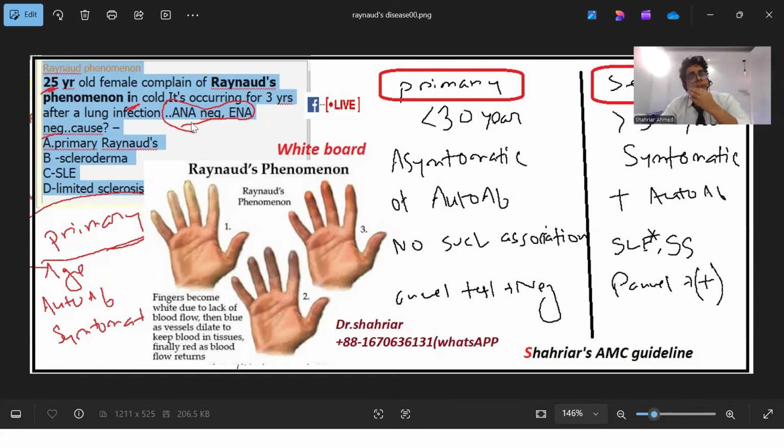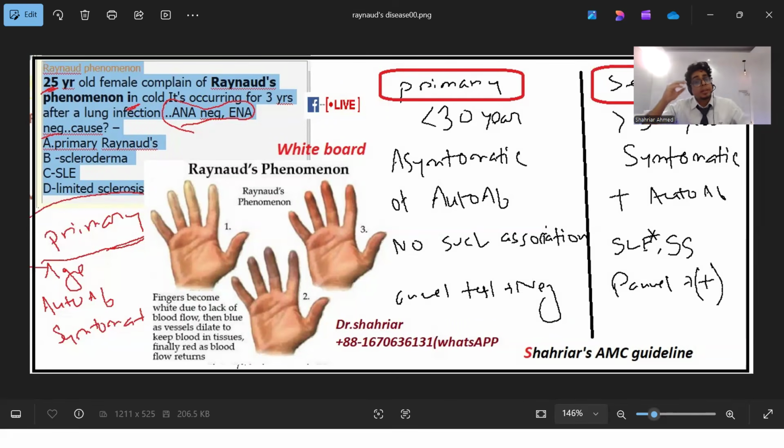Do you find the antibody test positive? This is the most important part in this question. Did you see any antibody positive? No. Right. So no antibody test, and also the panel test like ENA is negative. So my dear doctors, your final diagnosis here is primary Raynaud's. Primary Raynaud's. So this will be the question given.